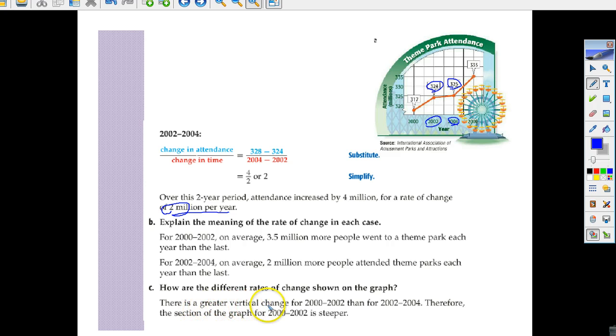There is a greater vertical change for 2000 to 2002. So you see here, this is steep, this graph right here. So there's a lot more people increased here than it did here. Okay, there's only a small increase here, but from 2000 to 2002, it went up a lot. So that was a big increase. So it was steeper. So maybe they had a brand new attraction that brought a lot more people in, so it just went up real fast here. But then people got used to it and they didn't go as much.